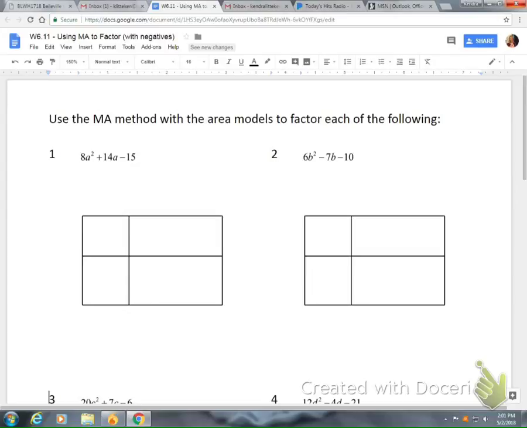So we're still going to first find what our M is. And in order to find what our M is, what do I have to do? First and third, I'm going to multiply them together. So I'm going to multiply together 8 and negative 15, which is what? Negative 120. And I'm going to put my MA underneath so I have just some room. Then my A is my... Your A is the 14.